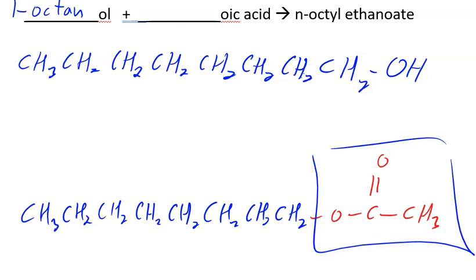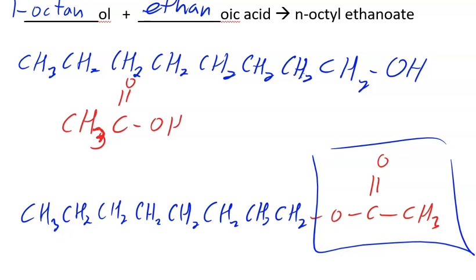It comes from the acid. Well, an acid with 2 carbons is called ethanoic acid. So that would be CH3. I can't write a 3. C double bond O single bond OH. Or sometimes they would just say CH3COOH. And these two would react together to form N-octyl ethanoate.